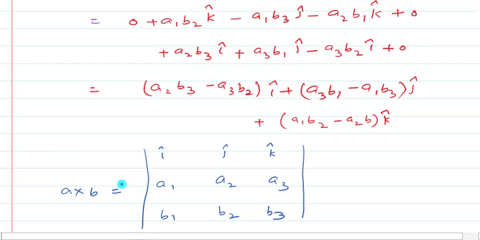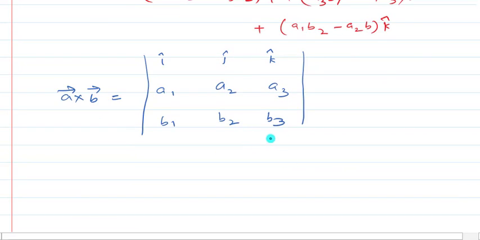So A cross B can be simply written in the form of a determinant by taking i, j, k in the first row, A1, A2, A3, that is the scalar components of vector A, in the second row, and B1, B2, B3, that is the scalar components of vector B, in the third row. So with this arrangement, you can find the cross product very easily. There is no need to keep this formula in mind.